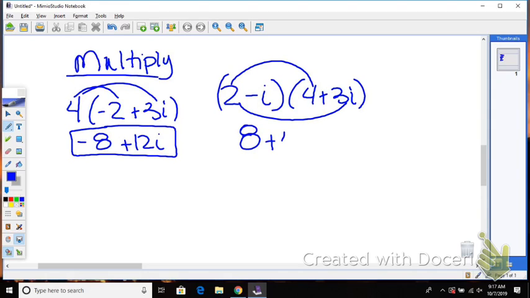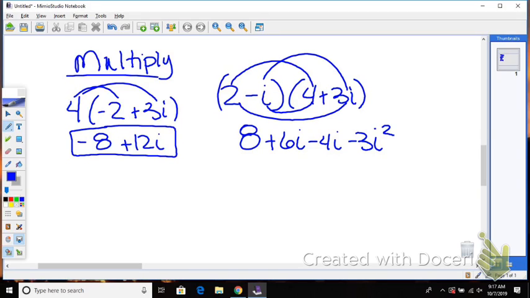Here I'll have plus 6i. Remember, just treat the i like an x. The inside two, I'll have minus 4i. And then the last one, I'm going to have minus 3i squared. Everybody good with that? Just treat it like an x.